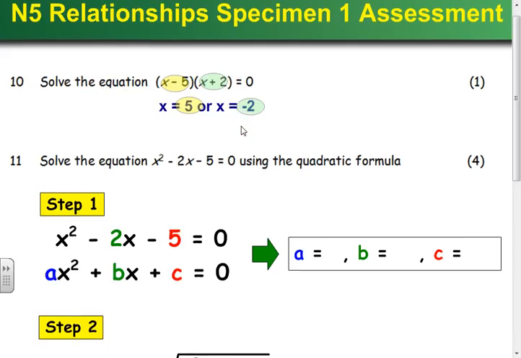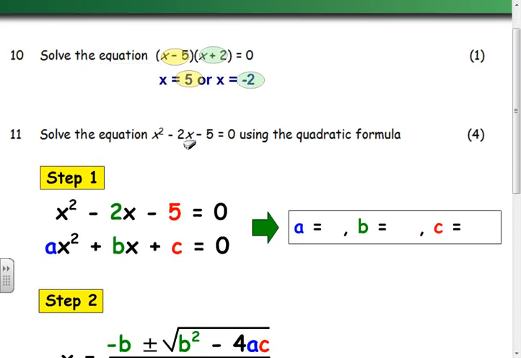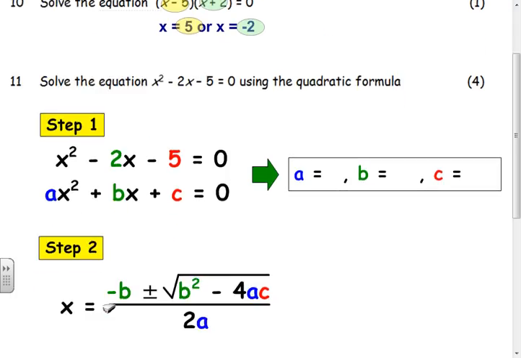Right, an important question. Solve the equation x squared minus 2x minus 5 equals 0 using the quadratic formula for 4 marks. So the first thing you have to do here is work out what the a, b and c values are in your quadratic formula, which is down here. This will be in the formula sheet and you'll get it in the final exam as well.